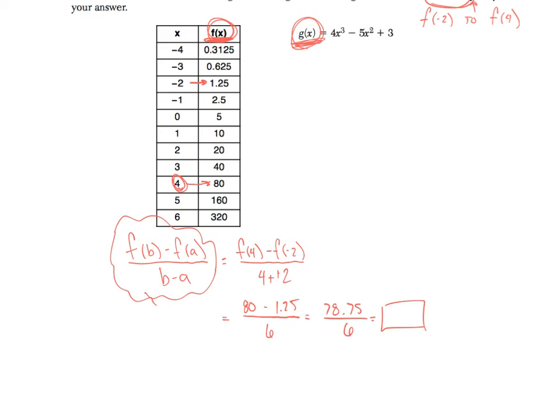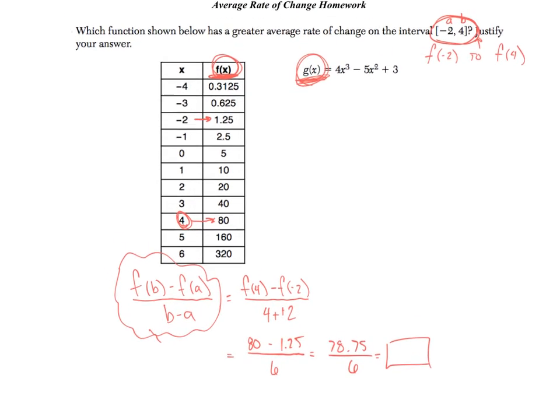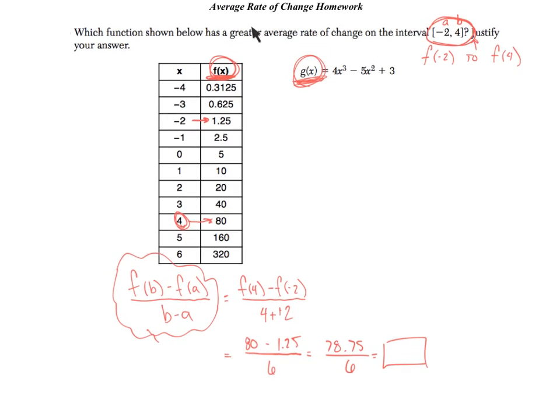And whichever number is greater, because remember, that's what we're looking for. The question says which has a greater average rate of change. So this will be the average rate of change of f of x. You'll get one for g of x, and you'll have to say which one is greater, and you'll have to justify how it is that you know.